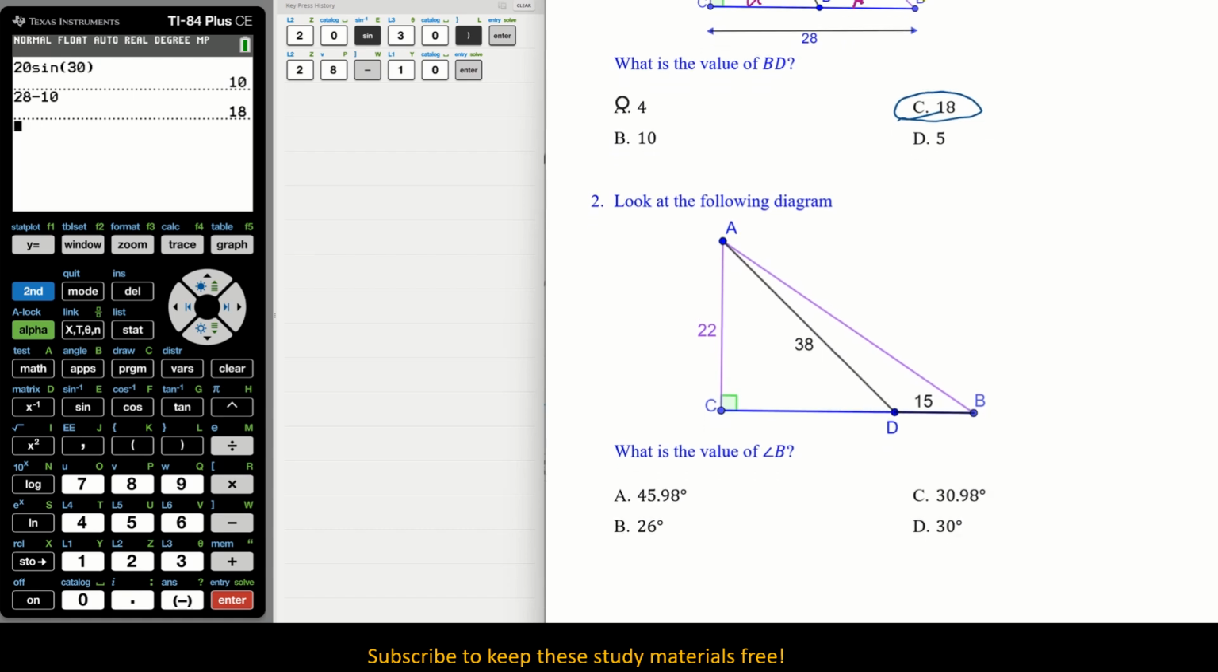Again, it says, look at the following diagram, and it says, what is the value of B? Here's our B. But notice that they want us to look for an angle, actually a degree measure. So that would be a theta. They want the theta of B. So they don't want the value of, say, sine B or cosine B. They will actually want the degree measure.